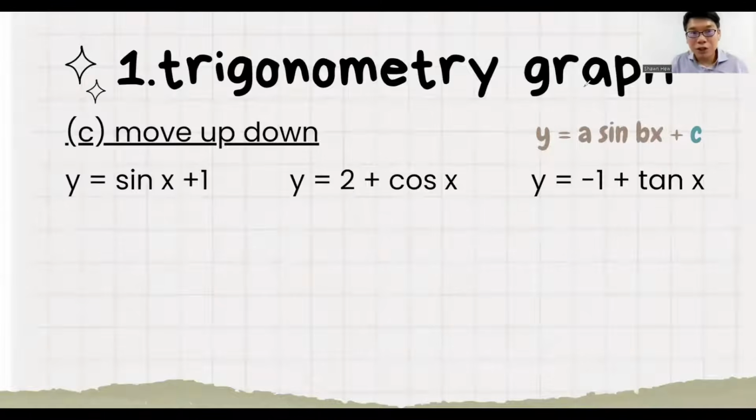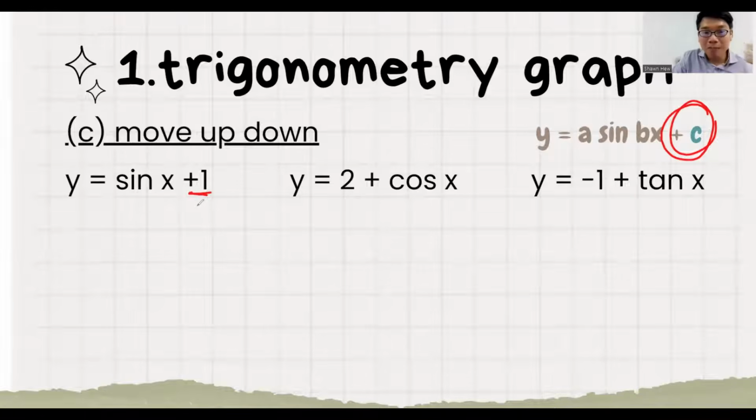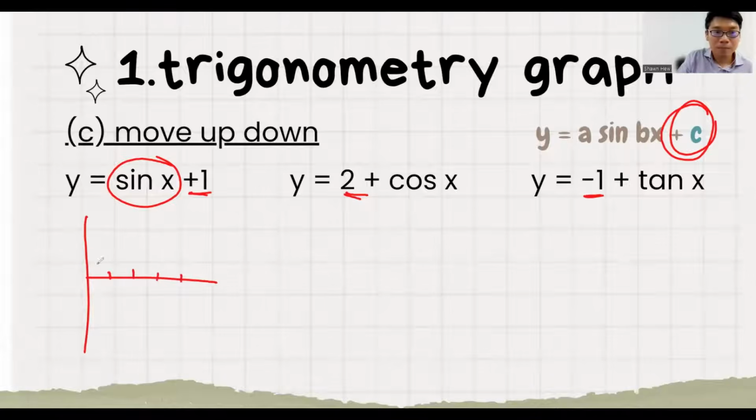The third thing that they might change is causing the whole graph to move up or down. How can we identify that? This part will tell you whether it moves up or down. If it's +1, the whole graph moves up by 1. +2 means the whole graph moves up by 2. -1 means the whole graph moves down by 1. So for y equals sine x + 1, we do y equals sine x first. So the whole graph moves up by 1.